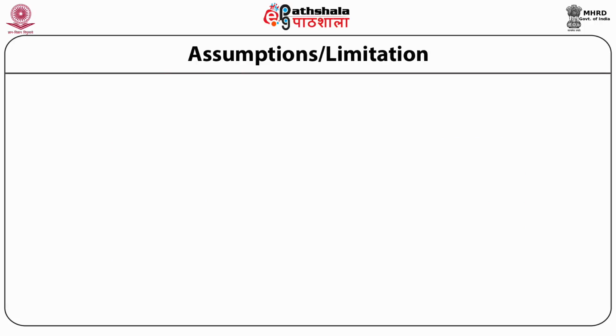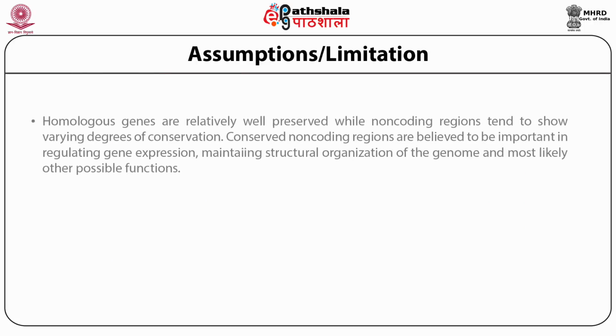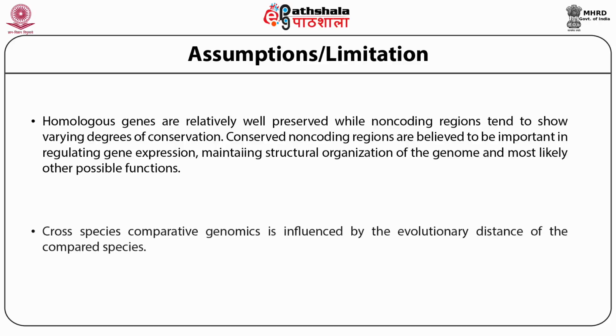We discussed some assumptions and limitations. Homologous genes are relatively well preserved, while non-coding regions tend to show varying degrees of conservation. Conserved non-coding regions are believed to be important in regulating gene expression, maintaining the structural organization of the genome, and most likely other possible functions. The other limitation is that cross-species comparative genomics is influenced by the evolutionary distance of the compared species.